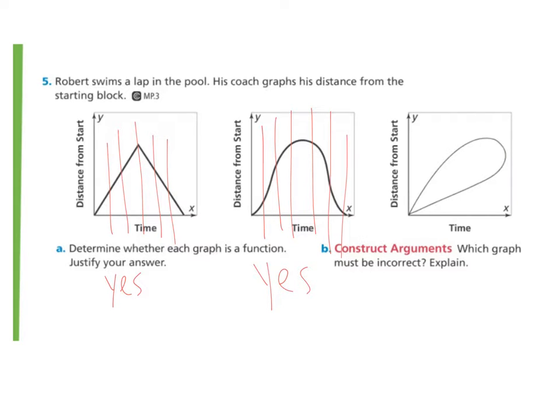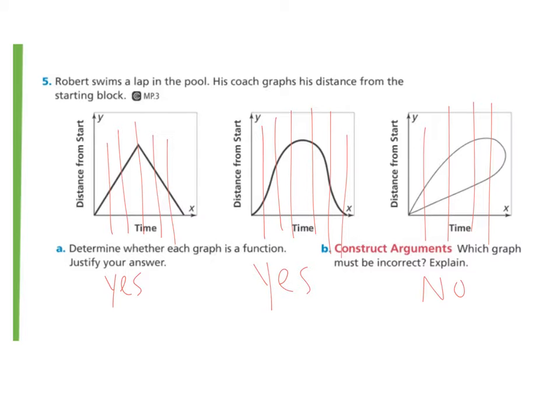And for the last one, no, good. Last one is no. We've got all kinds of problems here. Most places we draw lines, it's going to hit twice. So we could say it does not pass the vertical line test.